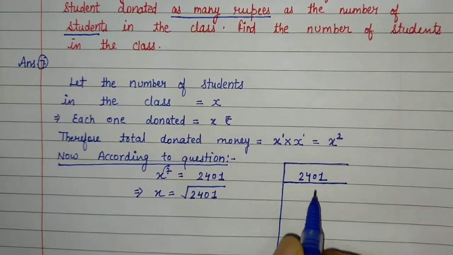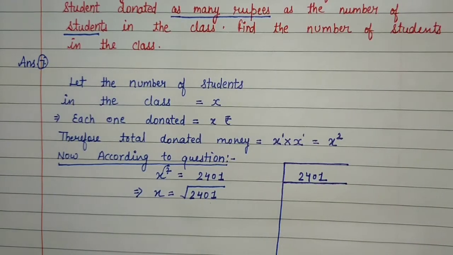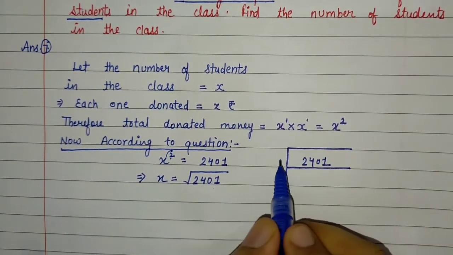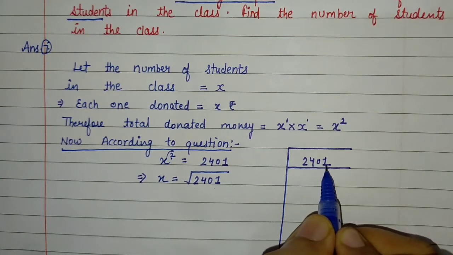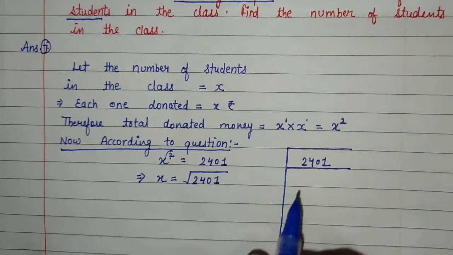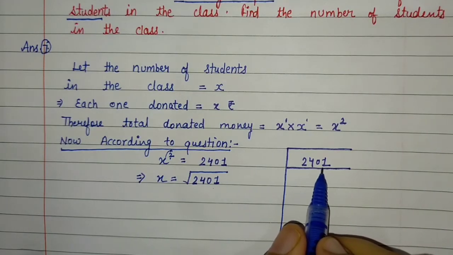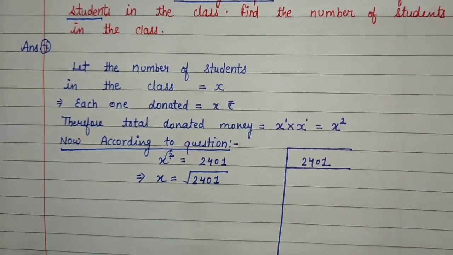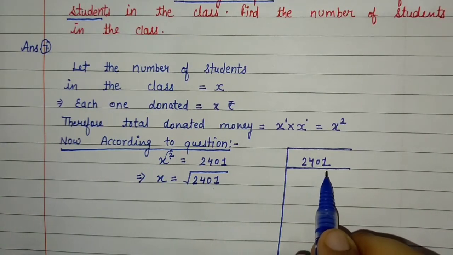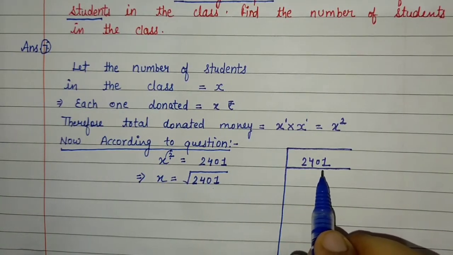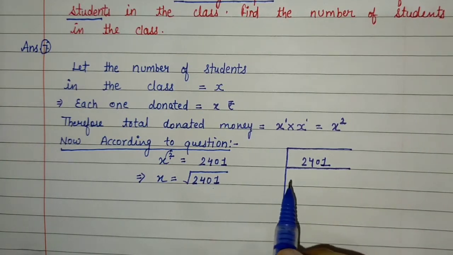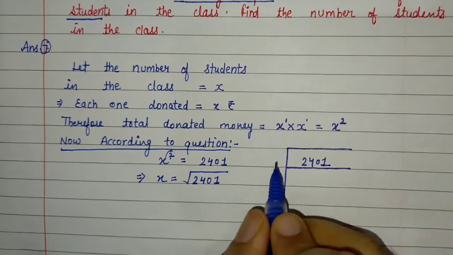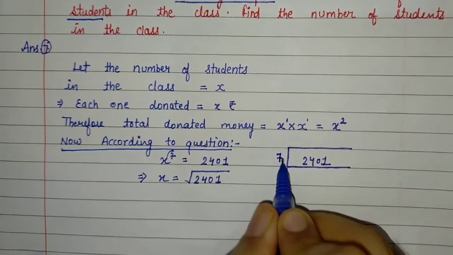2401. Because it is an odd number, it is not divisible by 2. Now check with 3. 2 and 4 is 6, 6 and 1 is 7. It is not divisible by 3 because the sum of the digits is not divisible by 3. Next prime number is 5. It is not divisible by 5 because the last digit is not 0 or 5. Now you can check with 7. If you divide by 7, you will get 343.